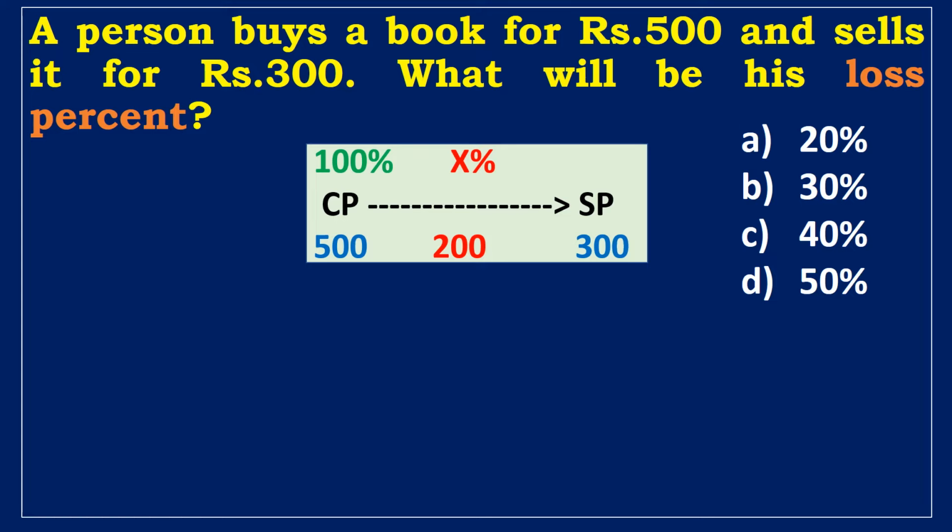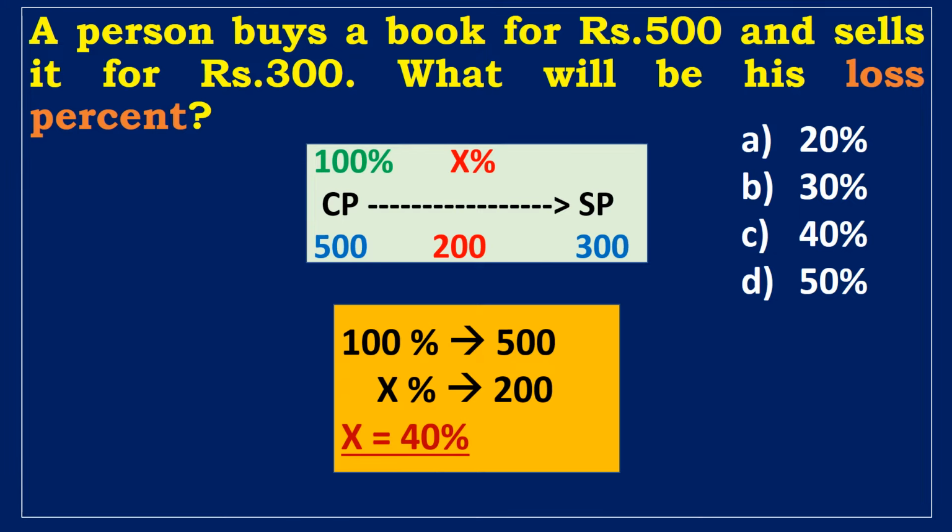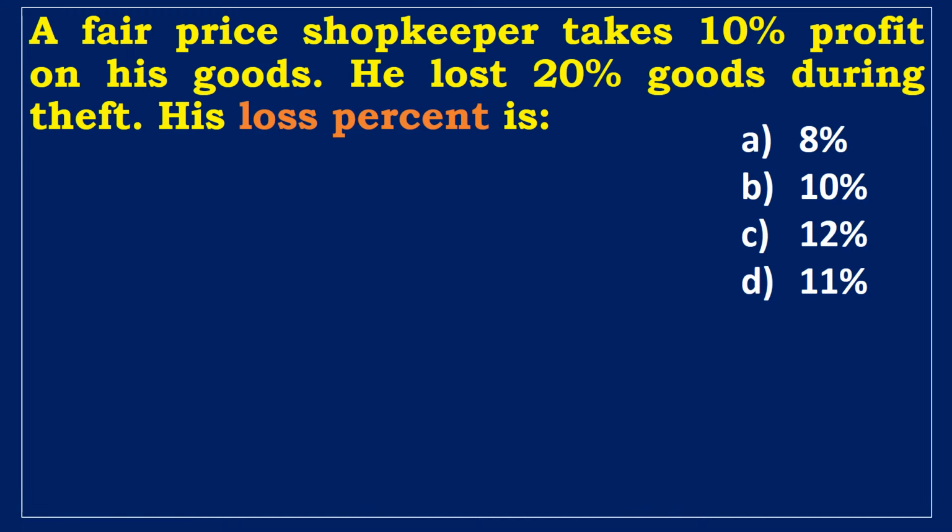To get the loss percentage, we must construct two equations, where 100% is 500 rupees. X% is 25 rupees. By cross-multiplying the terms, we can obtain the loss percentage. Otherwise, we first calculate 10%, which is 50, then multiply by 4 to get X%, which is equal to 40%. Second example, a fair price.